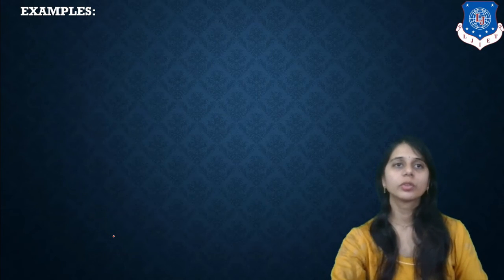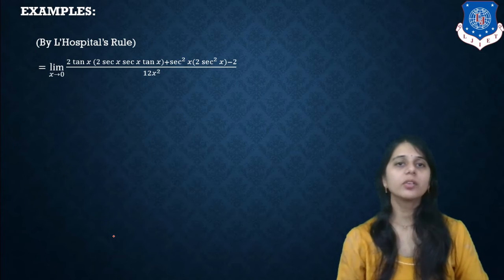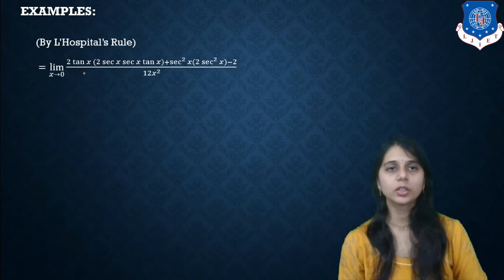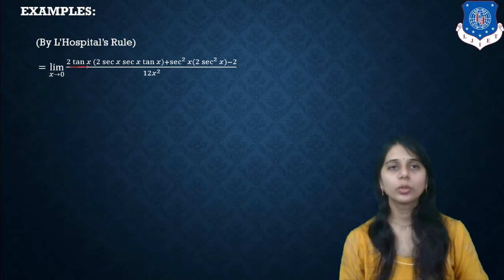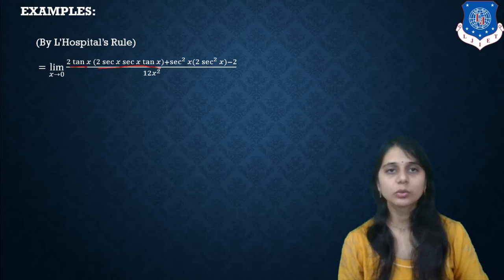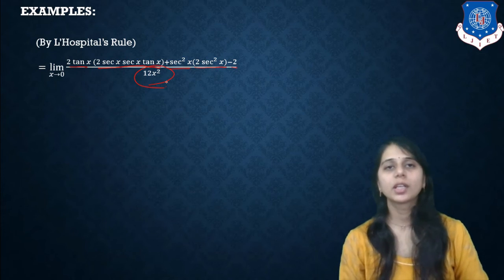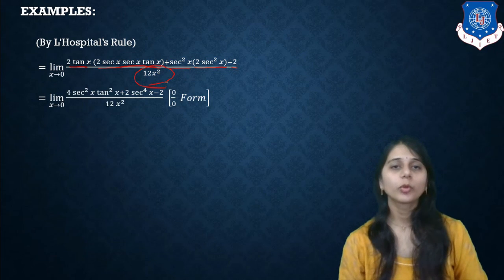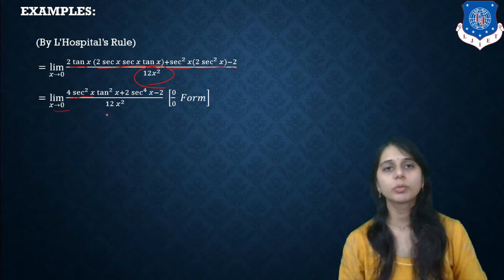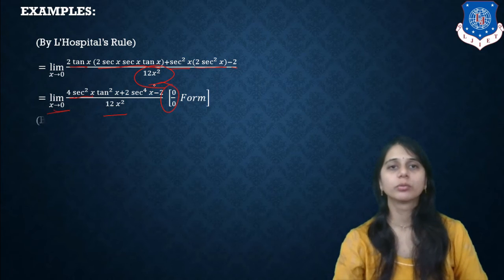Putting the value 0, we get 0 by 0 form. Again we differentiate numerator and denominator. We get 2 tan x, 2 sec x into tan x, sec square x as it is, 2 sec square x minus 2 upon 12x square. We put x tends to 0 in this form, and we get 4 sec square x tan square x plus 2 sec square x minus 2 upon 12x square. Putting x tends to 0, again we get 0 by 0 form.